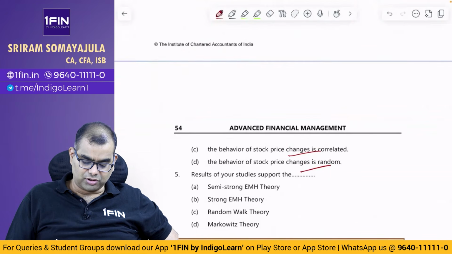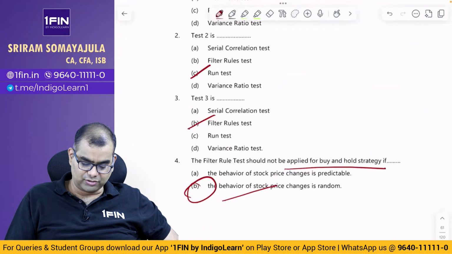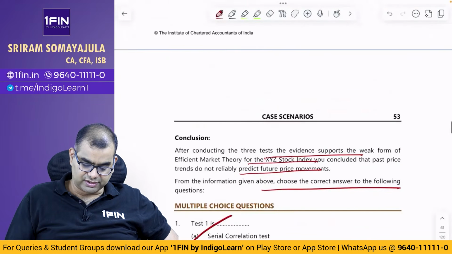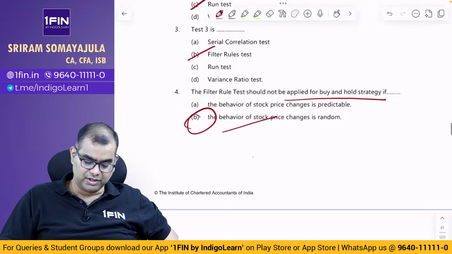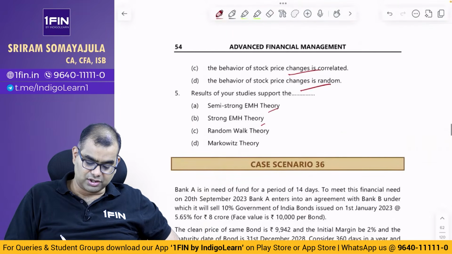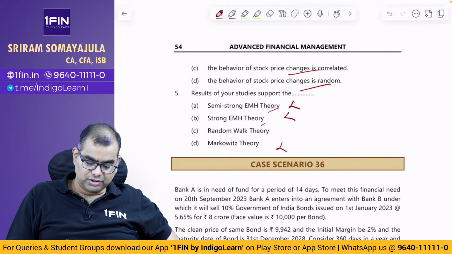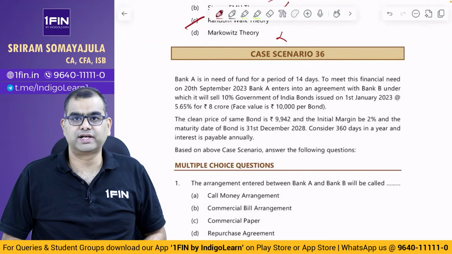The results of your study support the random walk, strong, emerging market hypothesis, or semi-strong. Now all 3 tests, serial correlation, run test and filter rule test, are for the weak form. You only said here weak form of efficient market theory, so they support the weak form. Does it support semi-strong? Does it support strong? No. So the stock prices are random, and it supports the random walk theory. Okay, let us look at the next question.